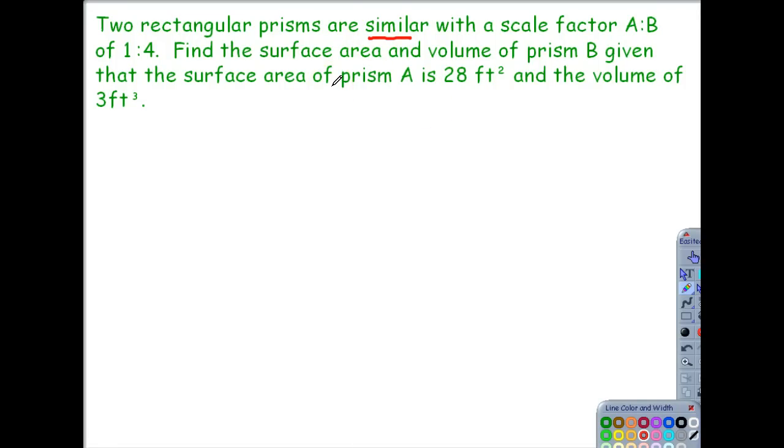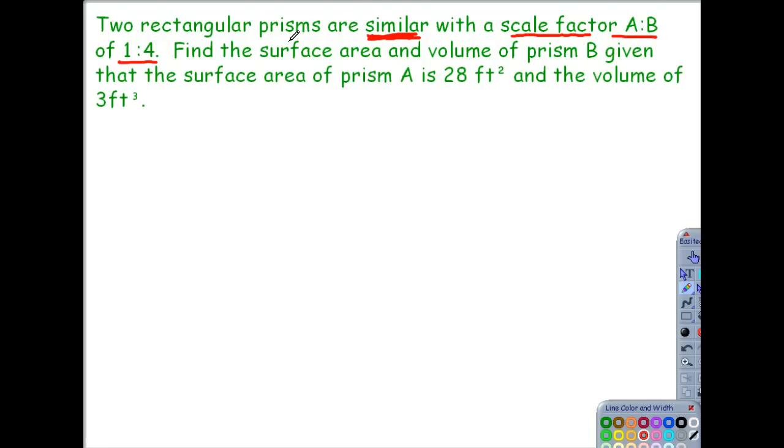For example, there are solids, for example, a cube is similar to any other cube. Right. Spheres are similar to all other spheres. So unless you already know they're always similar, we better look for that word, okay? So we have two rectangular prisms that are similar with a scale factor of A to B that is 1 to 4, okay? So here's the deal. Knowing that these are two rectangular prisms doesn't really mean a whole lot because we don't need to know the surface area volume formulas.